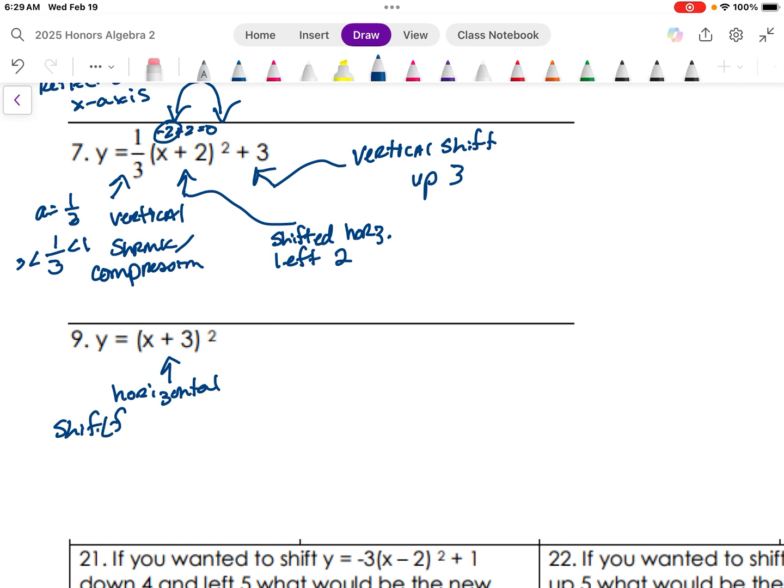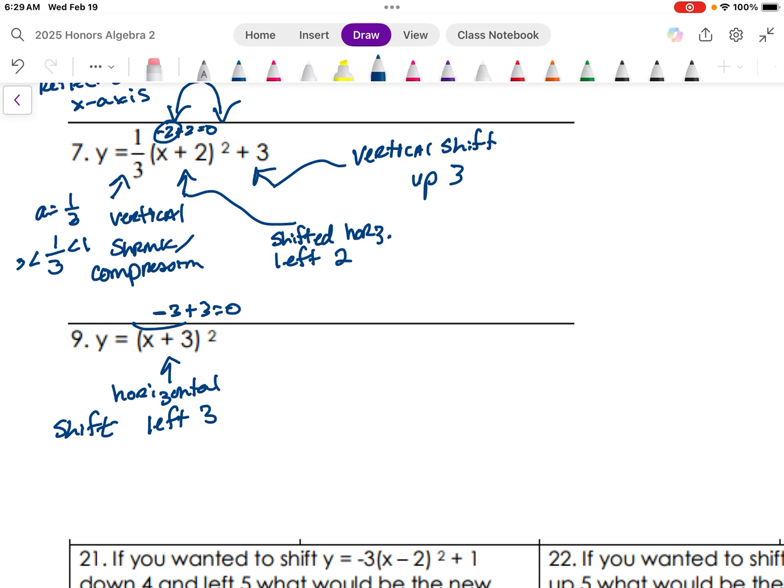There we go. A horizontal shift. And it would technically be to the left 3. Again, what would make the inside 0? A -3 plus 3 equals 0, so I had to move to the left 3.